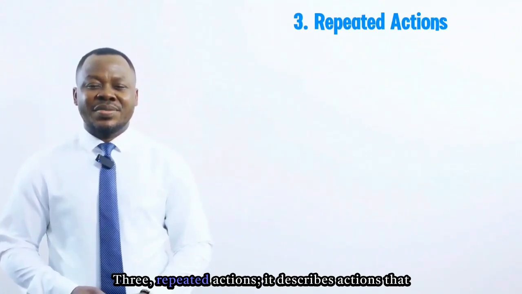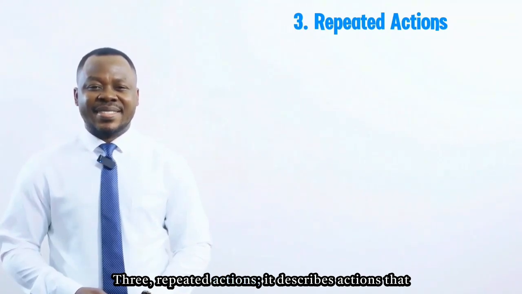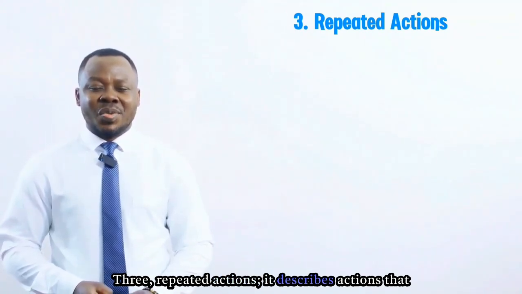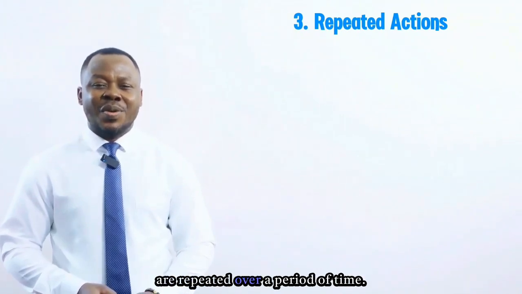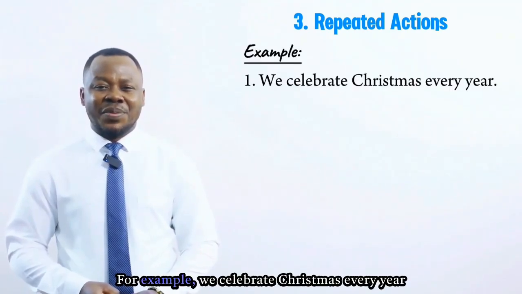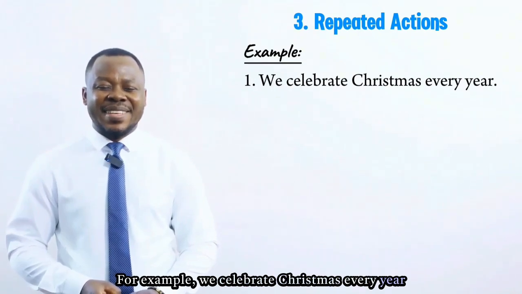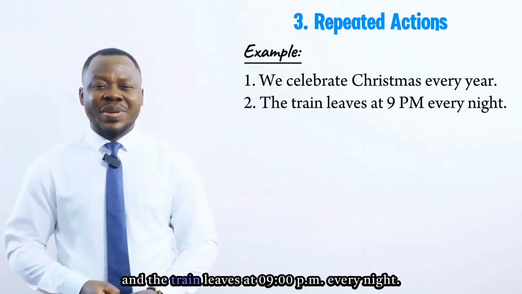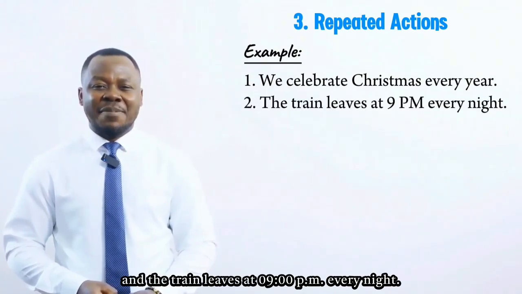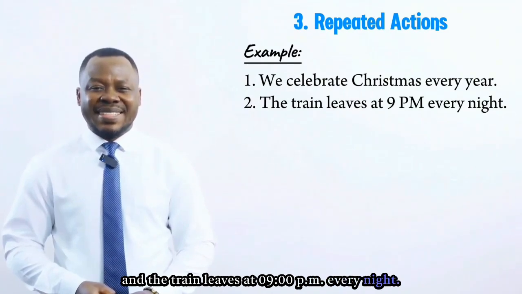3. Repeated actions. It describes actions that are repeated over a period of time. For example, we celebrate Christmas every year, and the train leaves at 9 p.m. every night.